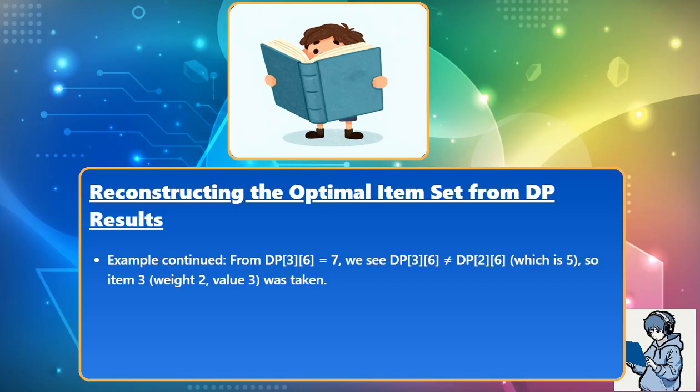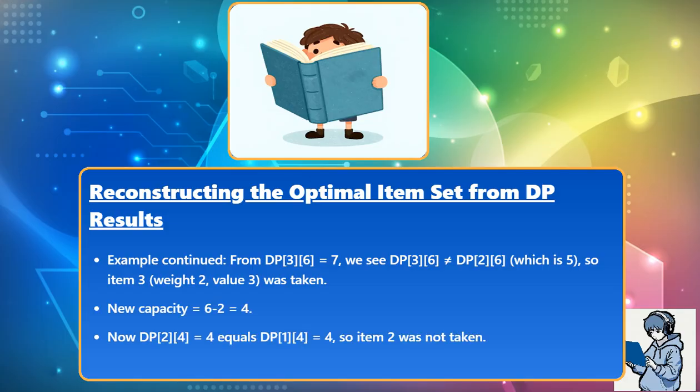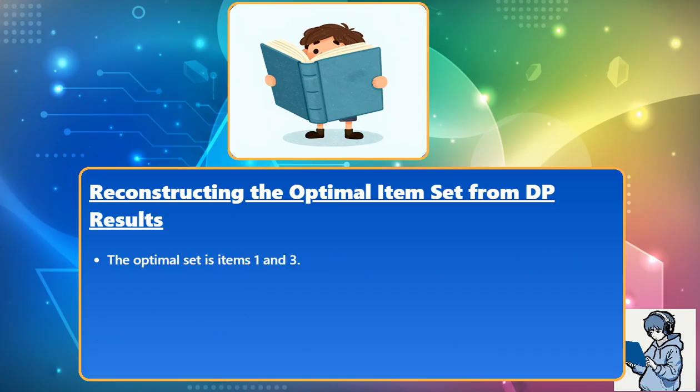Example continued. From dp[3][6] equals 7, we see dp[3][6] is not equal to dp[2][6], which is 5, so item 3, weight 2, value 3, was taken. New capacity: 6 minus 2 equals 4. Now dp[2][4] equals dp[1][4] equals 4, so item 2 was not taken. Finally, dp[1][4] is not equal to dp[0][4], which is 0, so item 1 was taken. The optimal set is items 1 and 3.